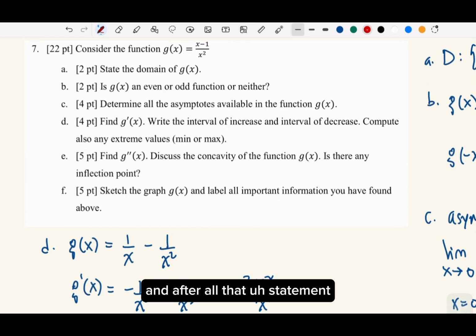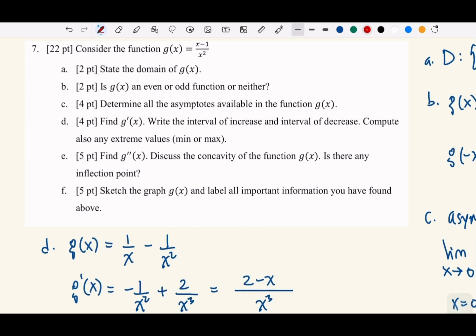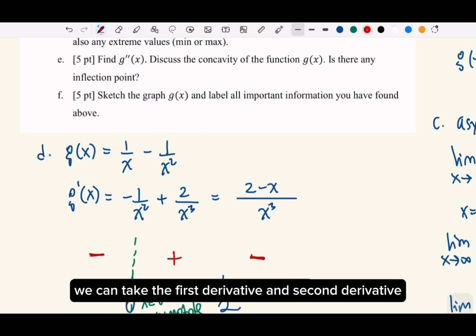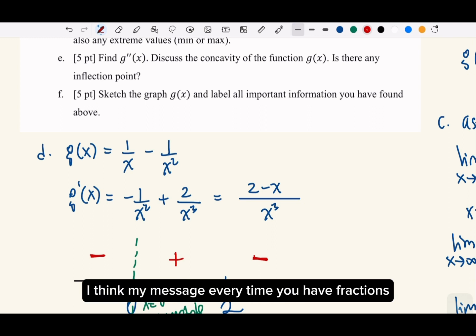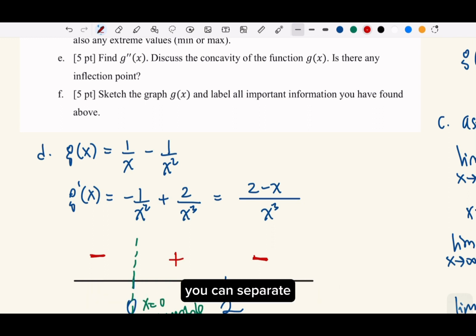And after all that, we can take the first derivative and second derivative. To make your life easier, we can separate this, right? And differentiate each one. Easy, right? I think most of you are like, wow. My suggestion is, every time you have fractions and you think you can separate, differentiate, and at the end you can combine. You can combine like this. So only 2 lines.